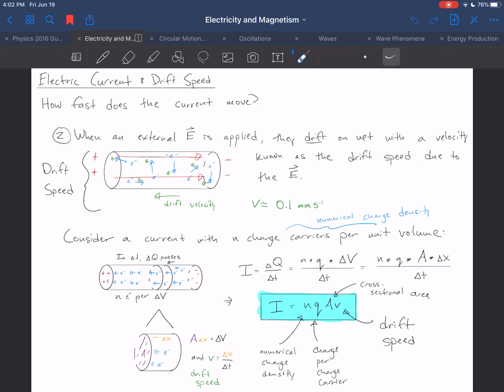All right, so we go back here, we take this equation, we plug it in. That delta X over delta T is the drift speed. And that gives us our equation for the drift speed as it's related to the electric current. I is equal to N, the numerical charge density, times Q, the charge per charge carrier, times A, the cross-sectional area of the wire, times V, the drift speed, okay?